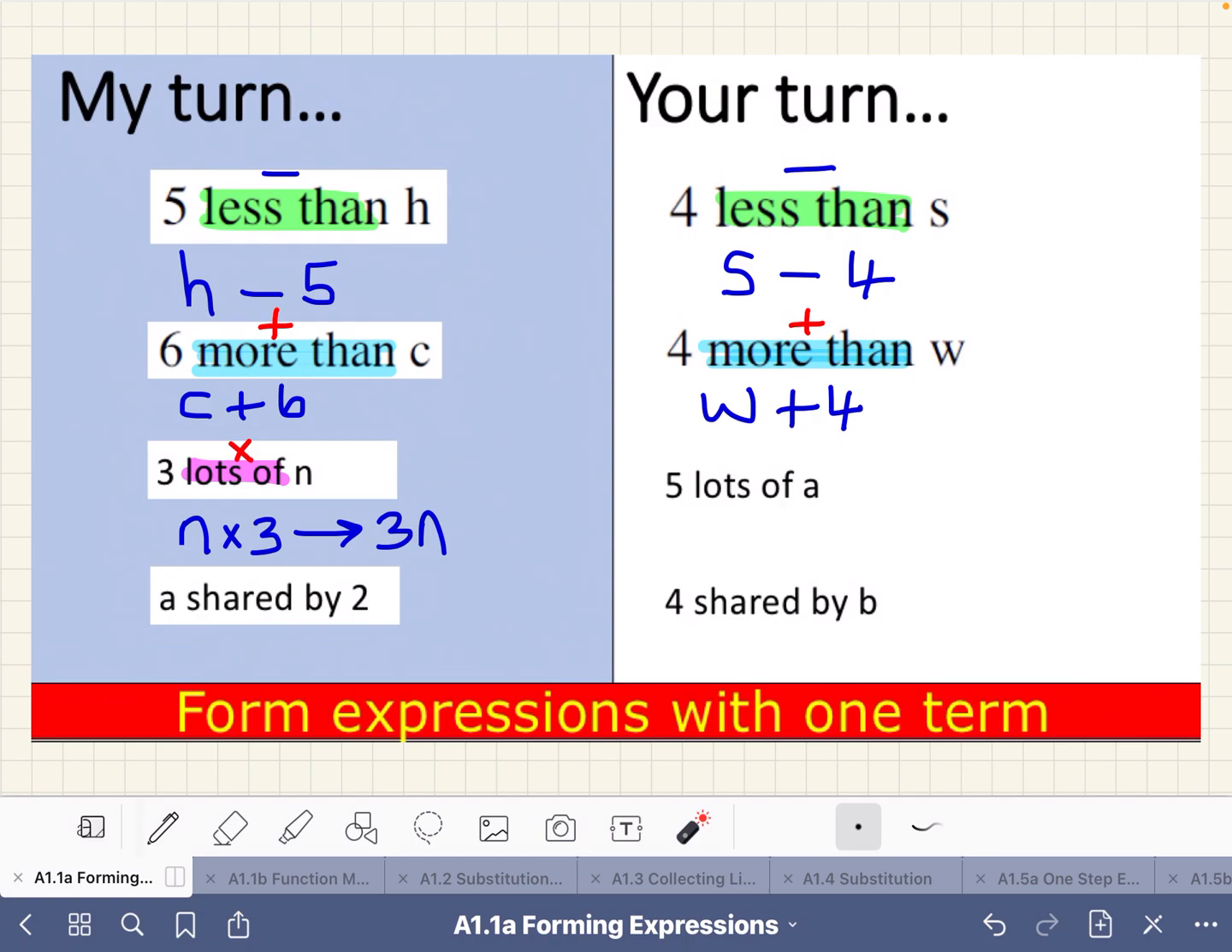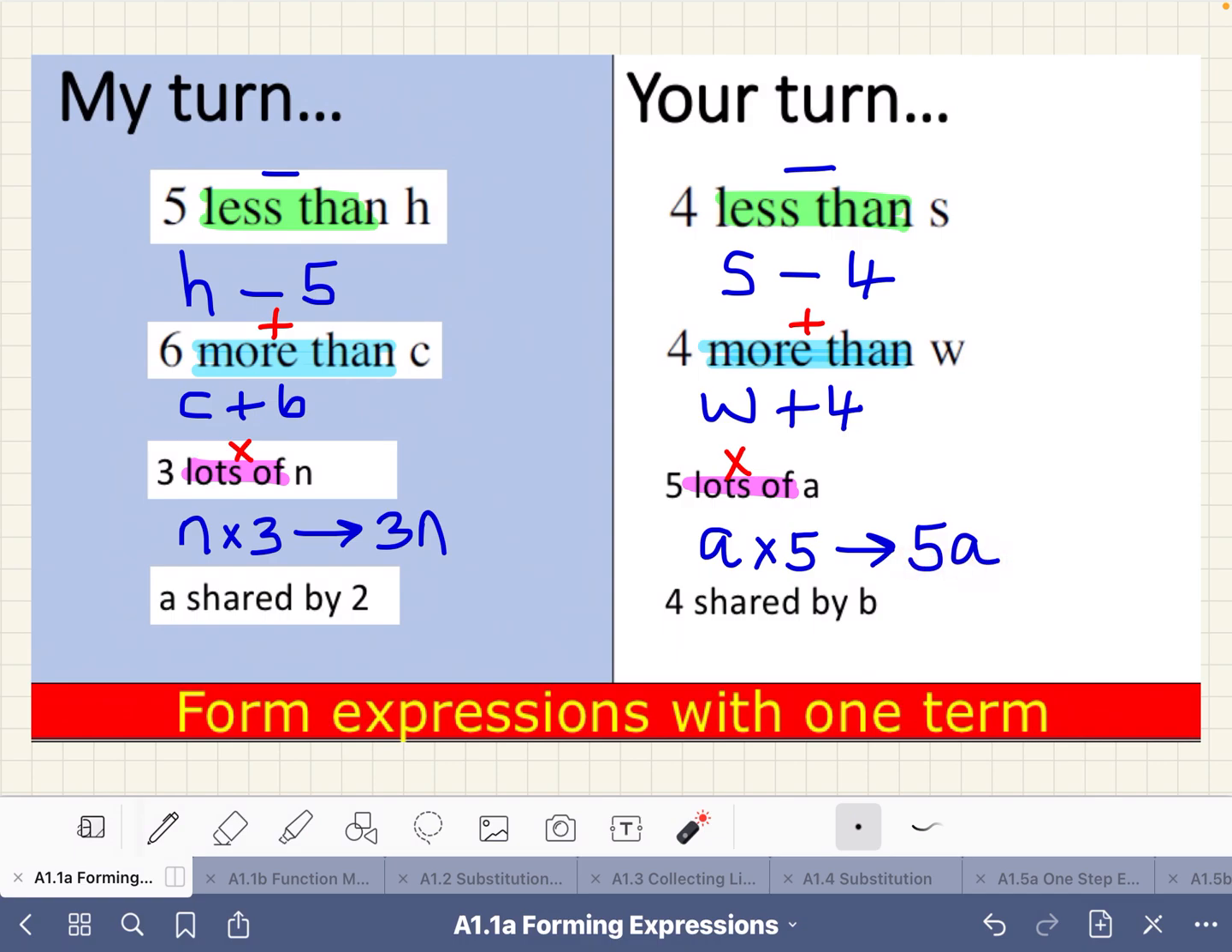5 lots of A. I start with A. The word lots of suggests I am multiplying. In this case, I have 5 lots of A, so that would mean I have A multiplied by 5. This is usually represented as the number first, the letter second, with the multiplication sign disappearing between them, but still being there.